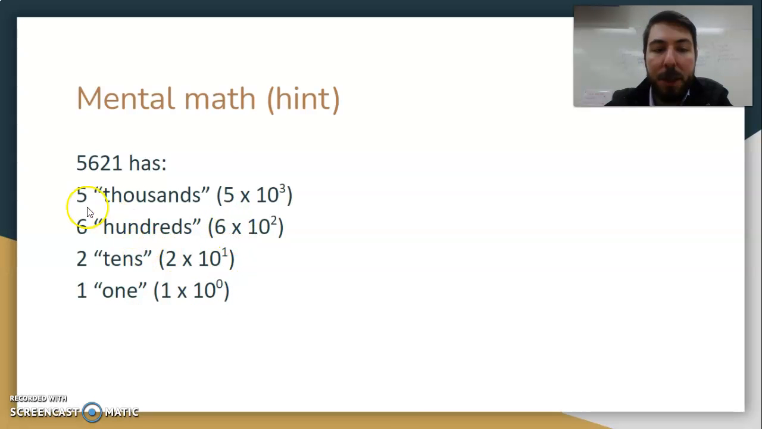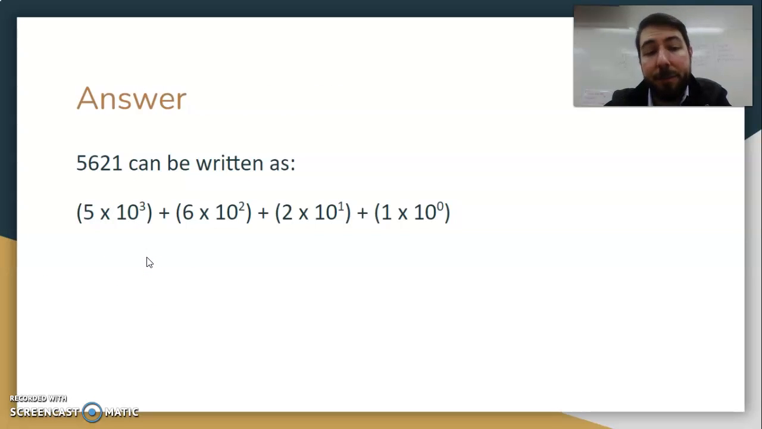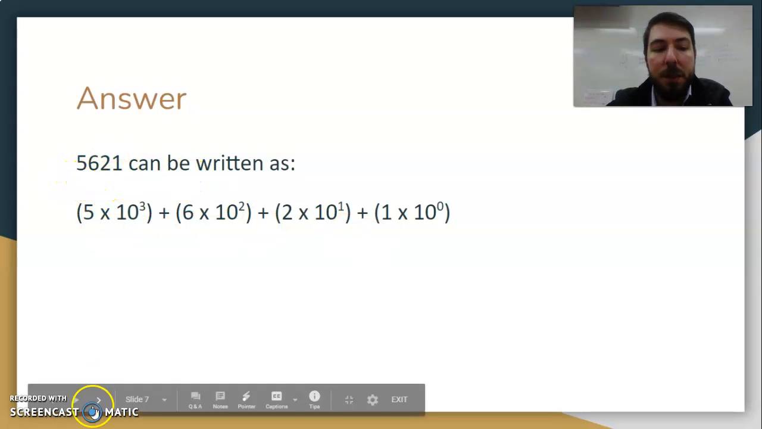So if we multiply that by how many of those we have, that'll represent each amount, and then we just add them together. So 5 times 10 to the power of 3 is 5,000. 6 times 10 to the power of 2 is 600. 2 times 10 to the power of 1 is 20. And 1 times 10 to the power of 0 is 1. So when we add it together, we get 5,621.